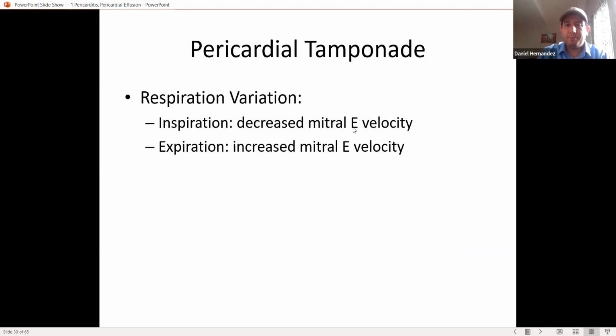So it's just showing mitral E velocity with cardiac tamponade.